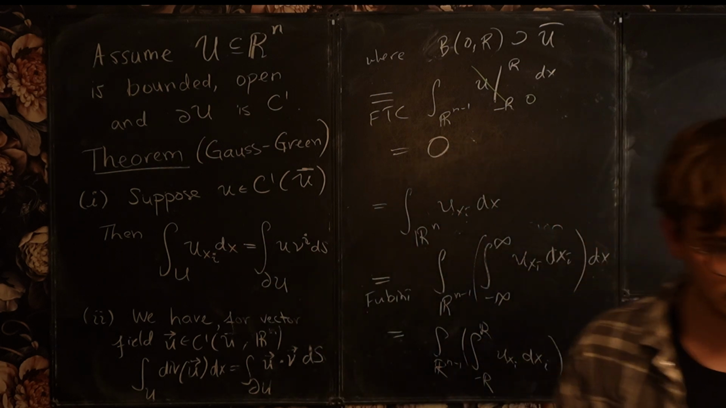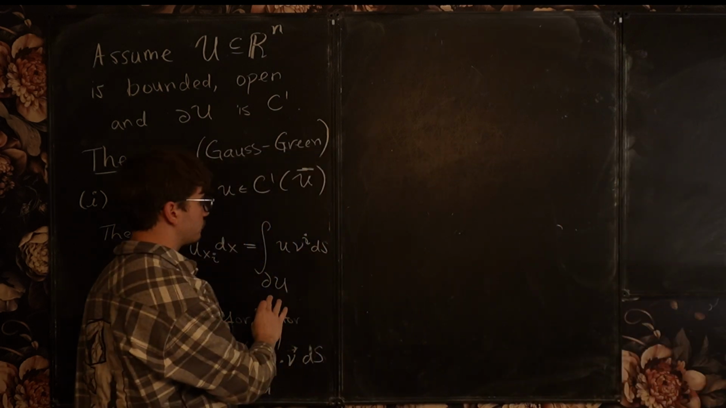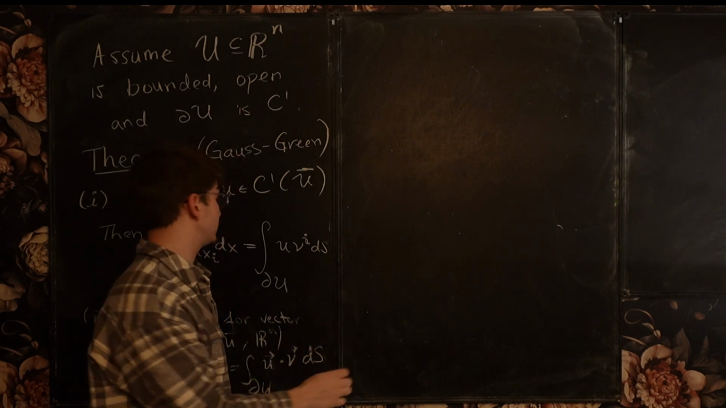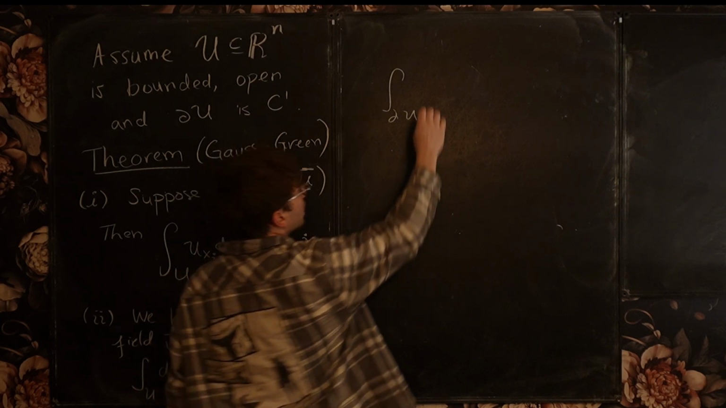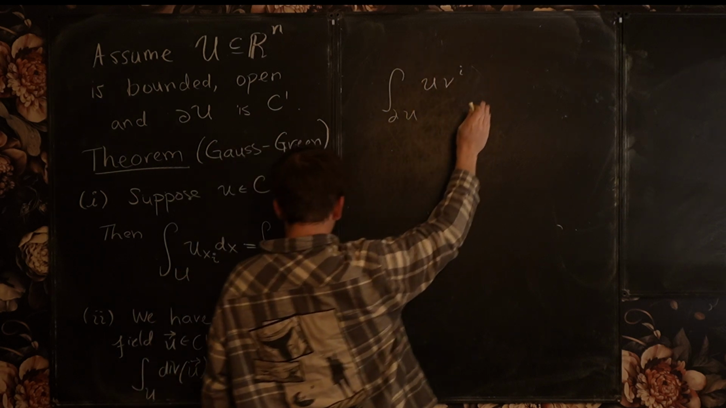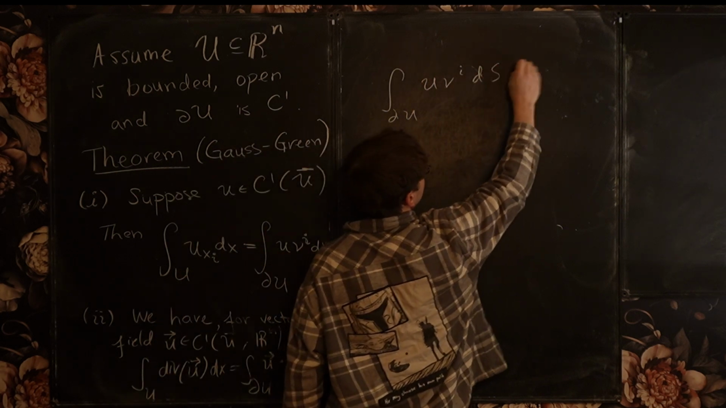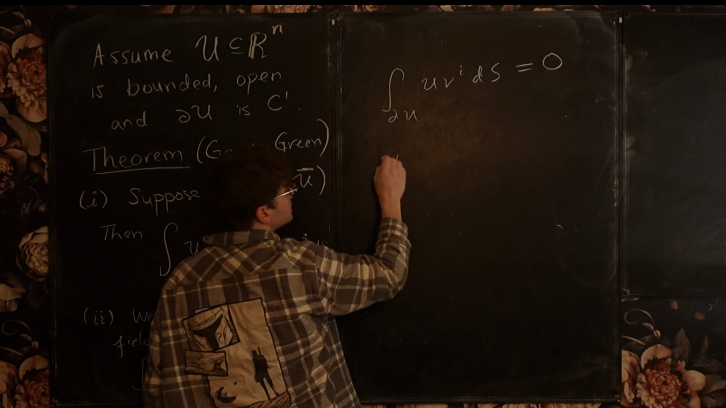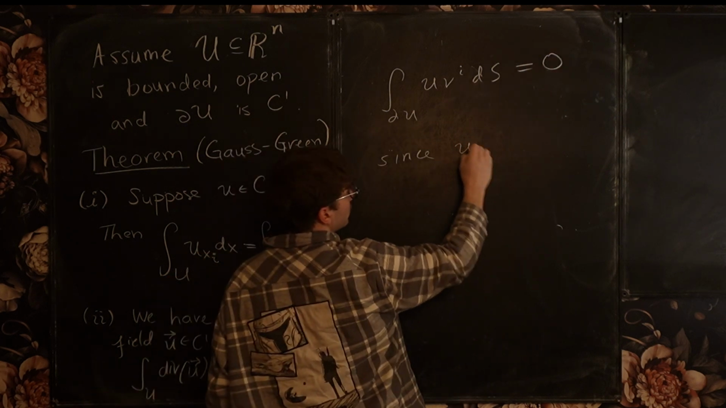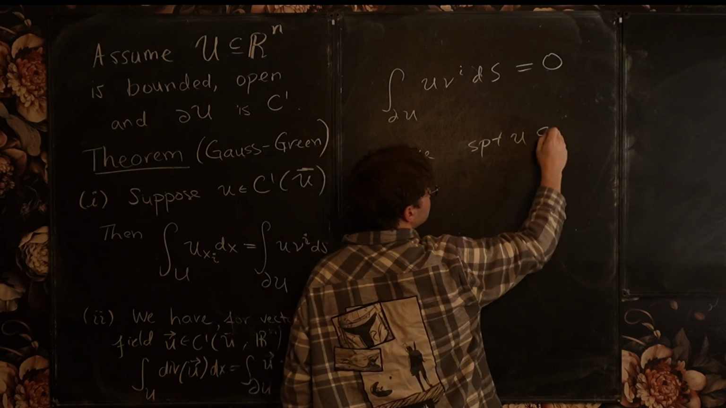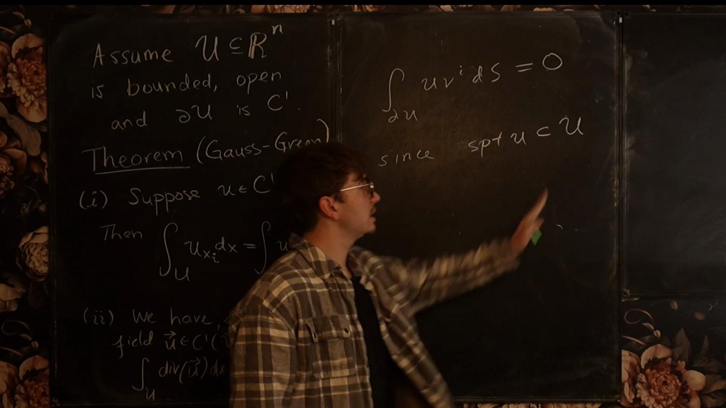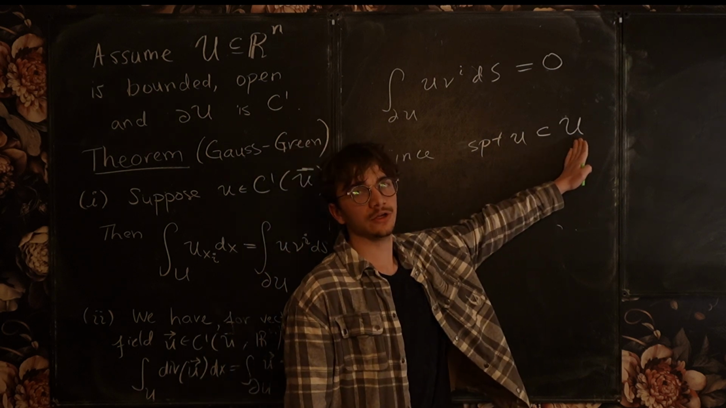Now let's look at the right-hand side. The right-hand side of this formula is actually even easier to see that it's 0. So the integral over the boundary of U of u v_i dS. This is 0 since the support of u is contained in our open set U.